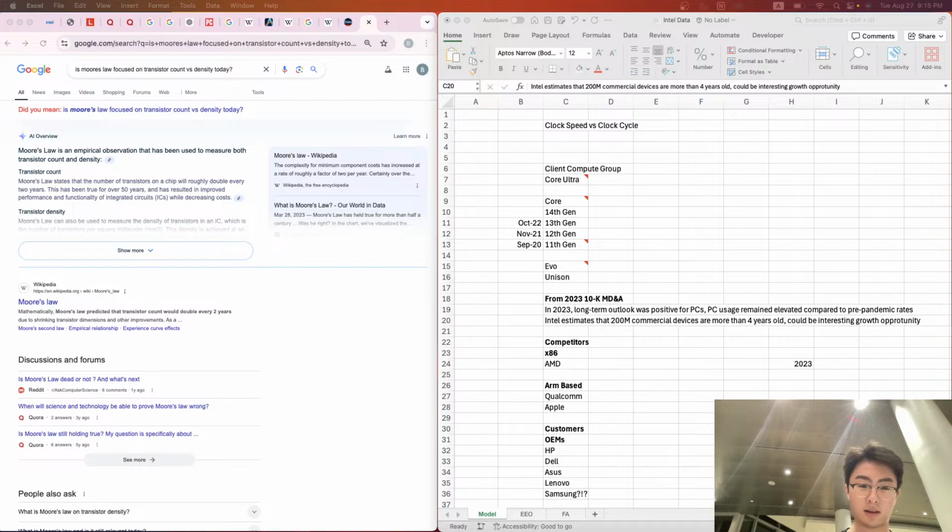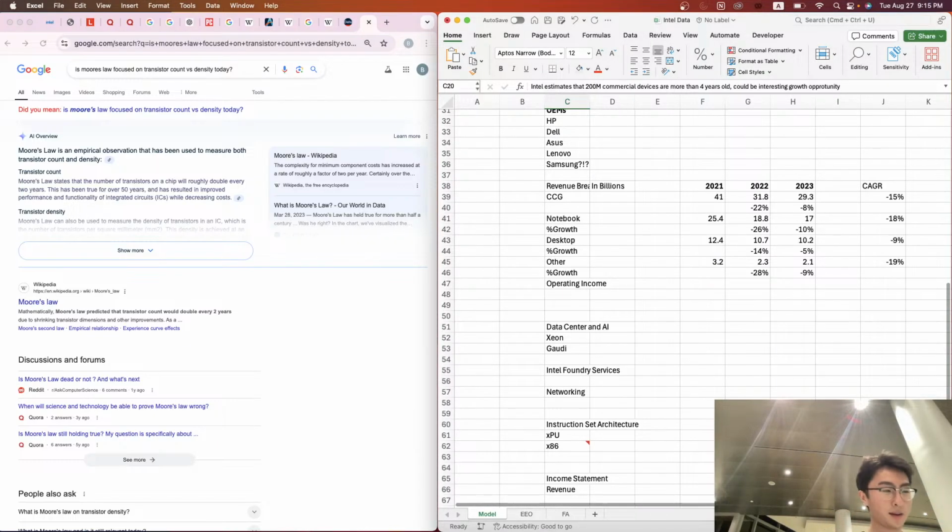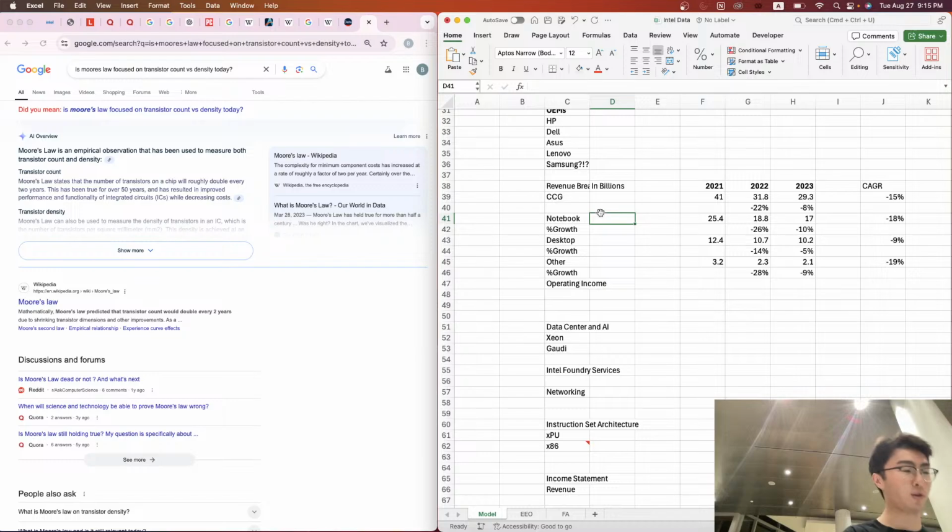Okay. From, let's see, heading, is Moore's Law dead? Number of transistors, transistor count versus transistor density. Yeah, that's an interesting idea. But definitely from just the straight client compute group historical analysis, man, Intel is going through it.